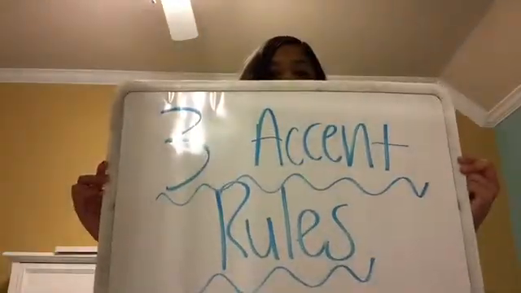In Spanish, there are 3 accent rules. The first accent rule in Spanish is that any word ending in N, S, or a vowel must have the oral stress in the second to last syllable.